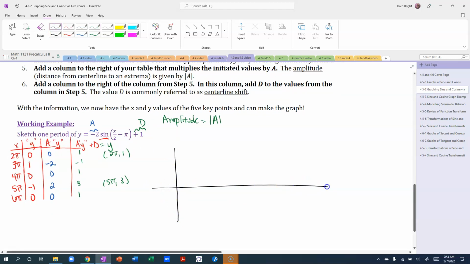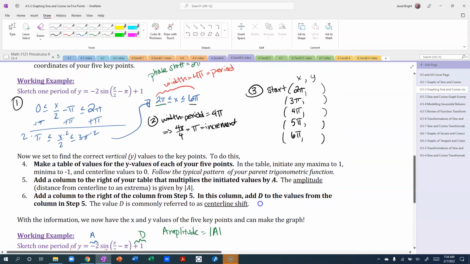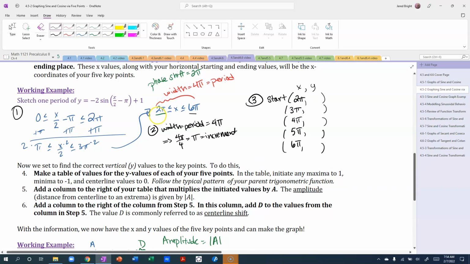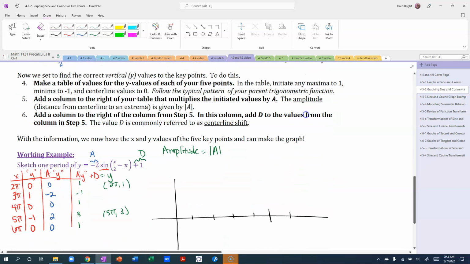Okay, so I'm going to make a graph. I'm just going to make some marks: 2, 3, 4, 5, 6. I need to figure out horizontal positioning first. I said before that this thing is between 2 pi and 6 pi.